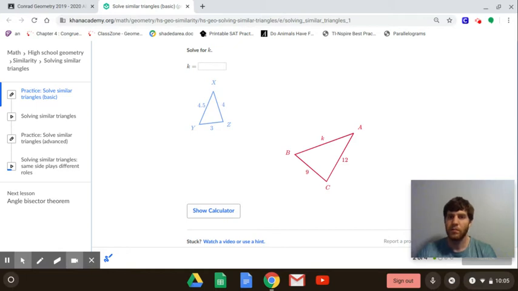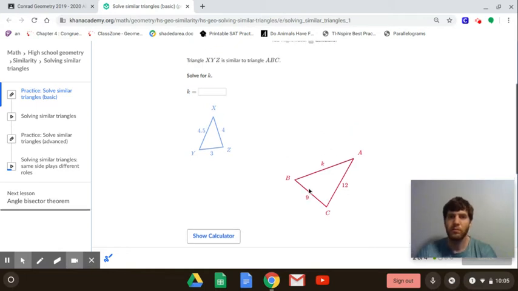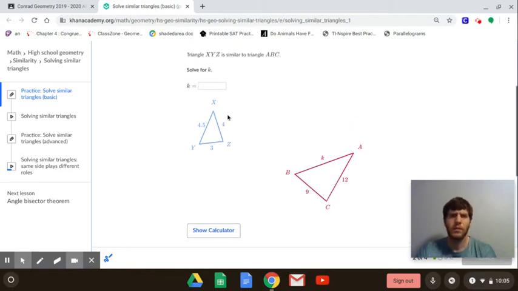All right, and all these are going to be very similar. So we'll just do one more here. Triangle X, Y, Z, and triangle A, B, C. So let's see, XY would be our first one. That's 4.5. Okay, so XY is going to correspond with AB. So XY is corresponding with AB. That's going to be K. Okay.